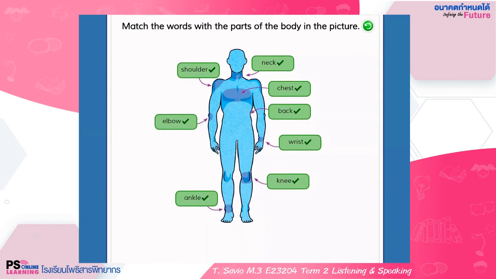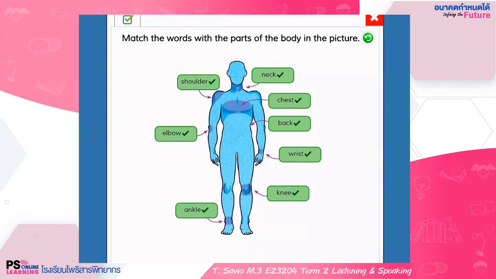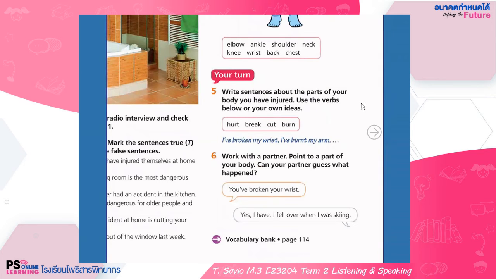Okay, so you know the parts of your body. Exercise 5. Your turn. Write sentences about the parts of your body you have injured. Use the verbs below or your own ideas. Hurt, break, cut, burn. Examples: I've broken my wrist. I've burnt my arm. I've cut my finger, and so on.